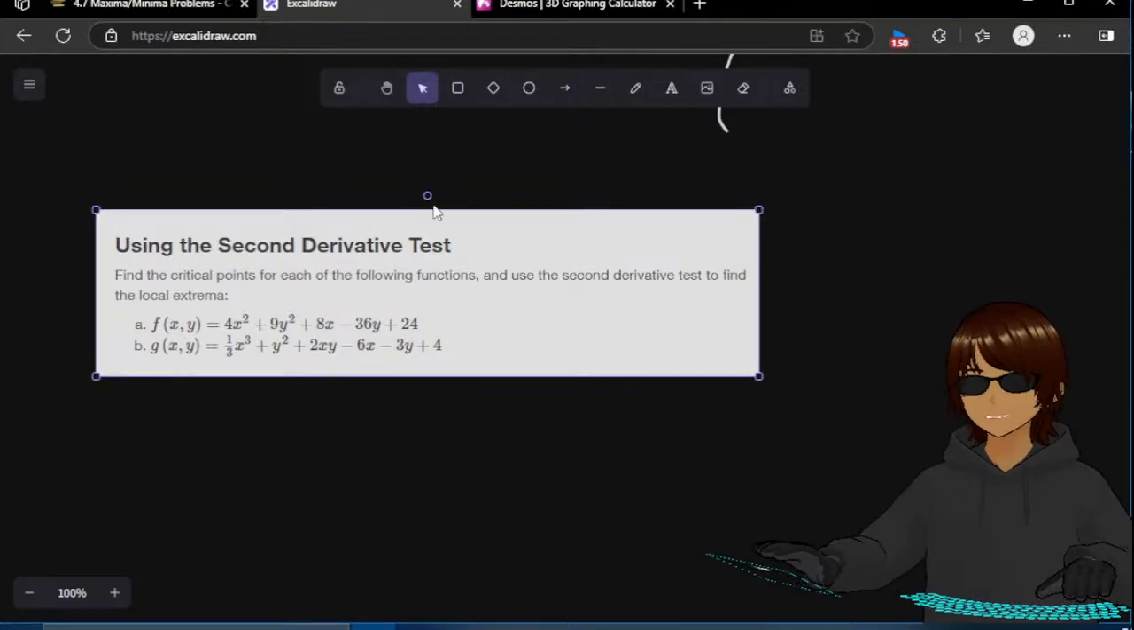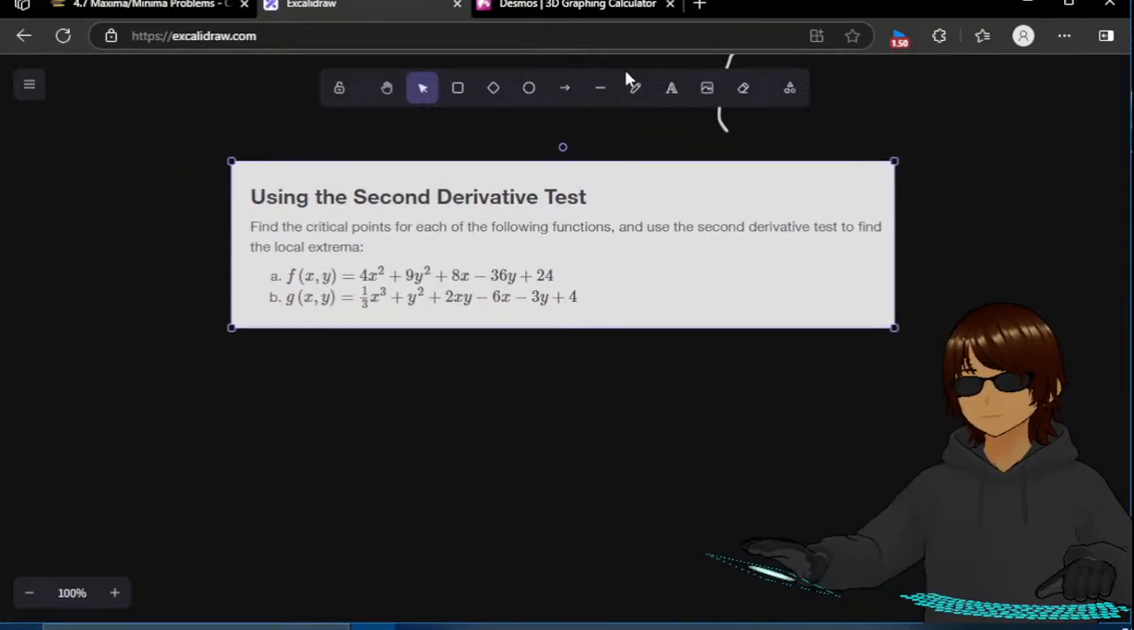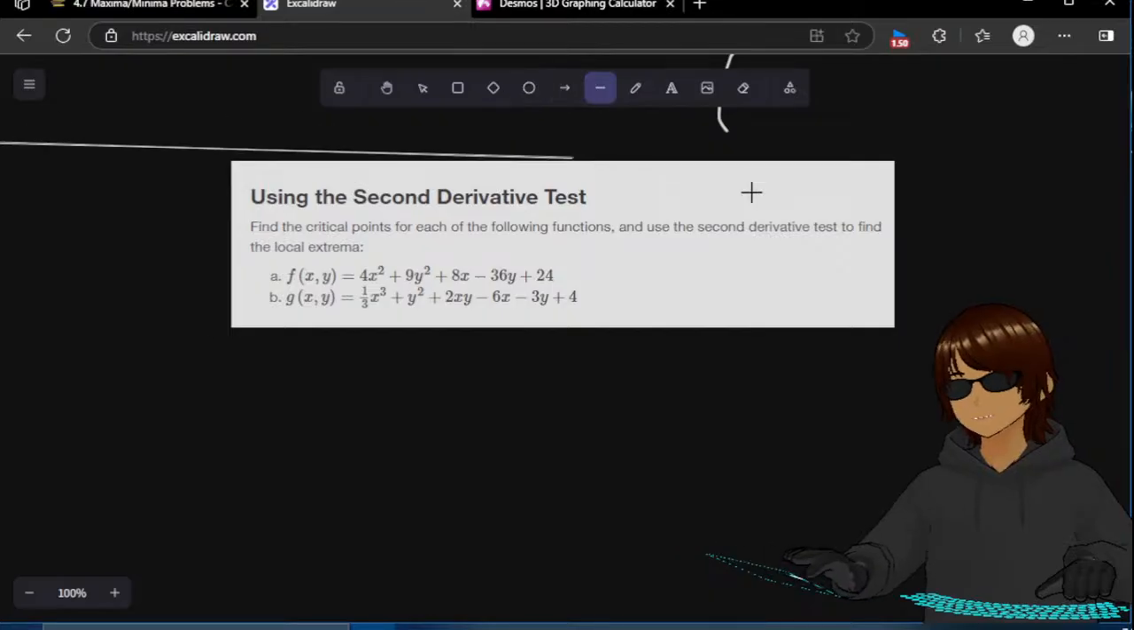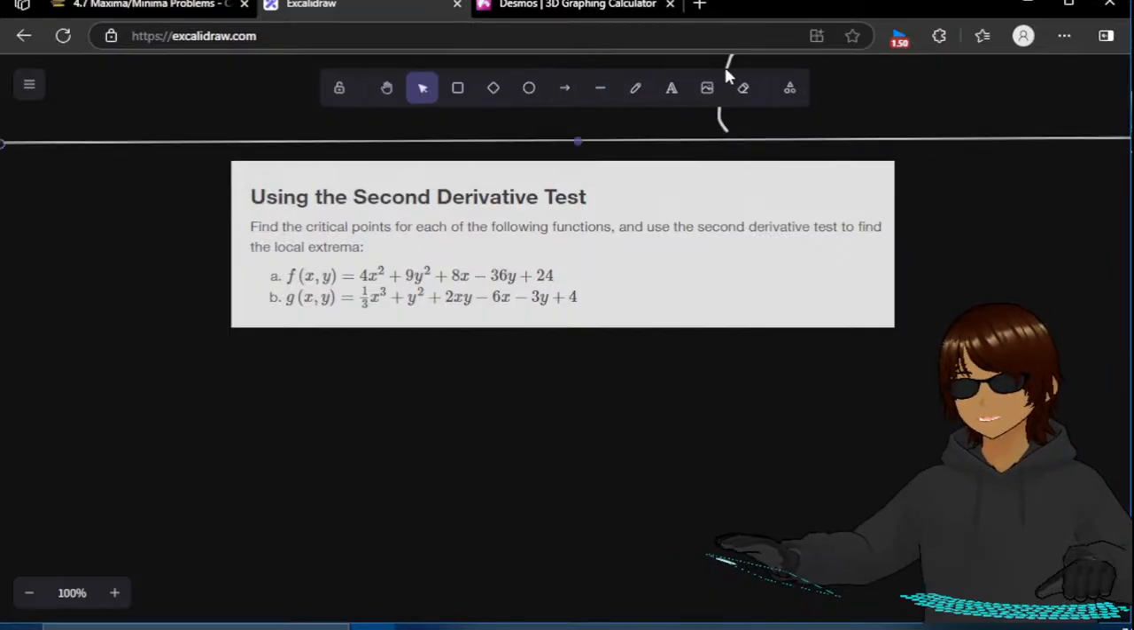Capture screen area works better than the other options. Okay, anyways.